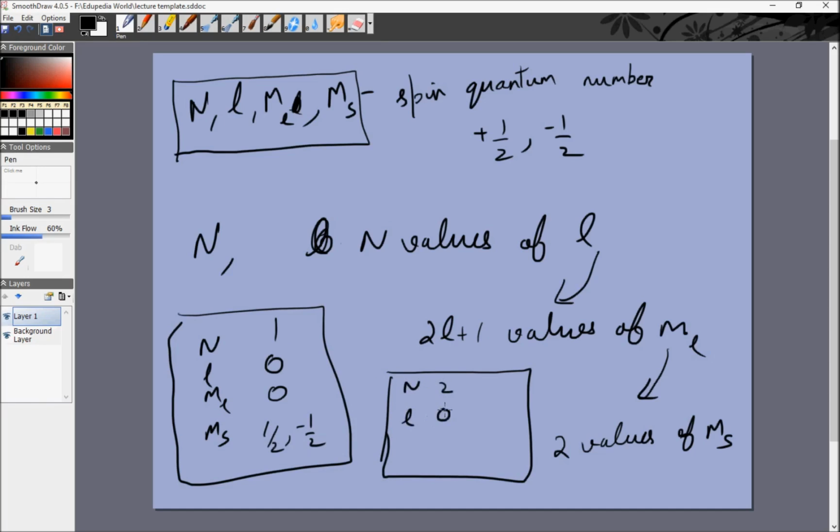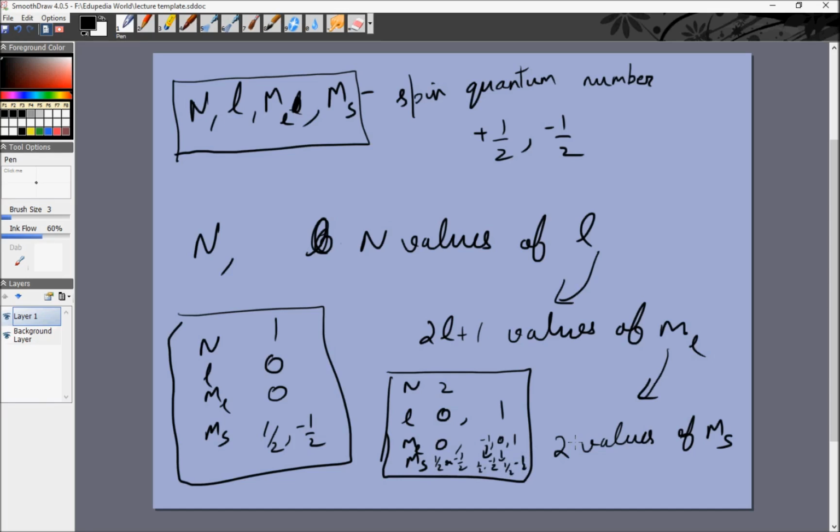L can have a value 0 and 1. For 0, ML will be 0, and for 1, ML will be minus 1, 0, 1. For this 0, MS can be half or minus half. For this minus 1, it can be half or minus half. For 0, it can be half, minus half, and for 1.